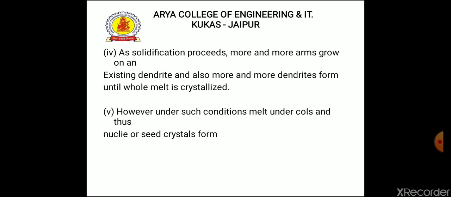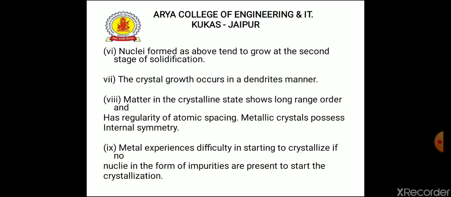The fifth one is, however, under such conditions, the melt undercools and thus nuclei or seed crystals form. The sixth one is, nuclei formed as above tend to grow at the second stage of solidification. Seventh one, the crystal growth occurs in a dendritic manner.